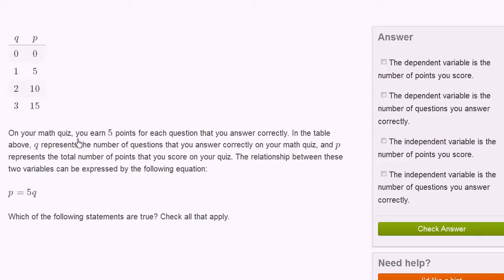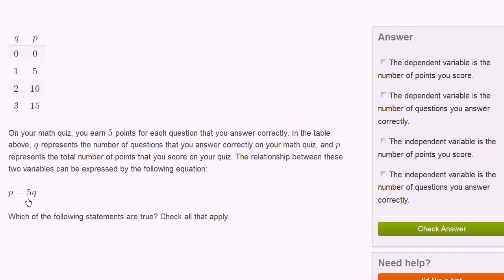On your math quiz, you earn 5 points for each question that you answer correctly. In the table above, Q represents the number of questions that you answer correctly on your math quiz, and P represents the total number of points that you score on your quiz. The relationship between these two variables can be expressed by the following equation.